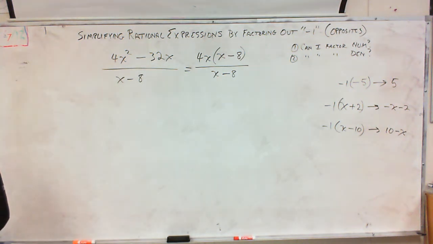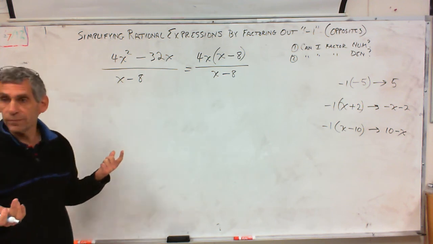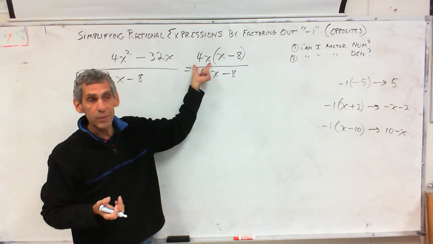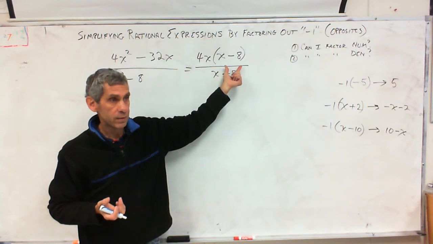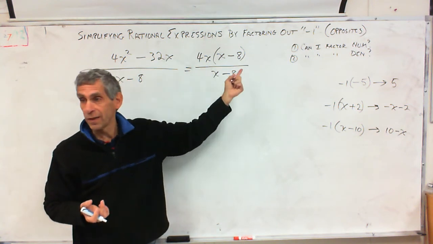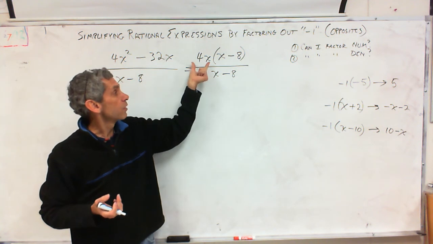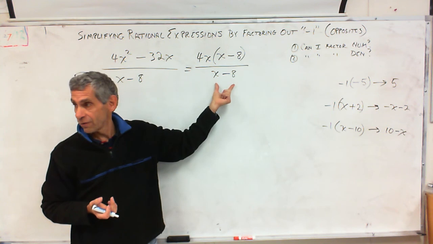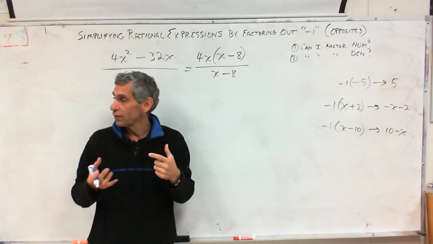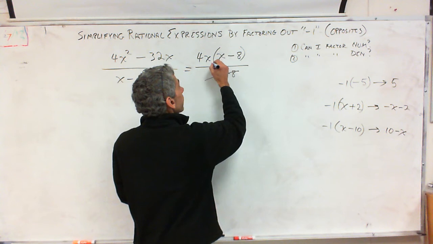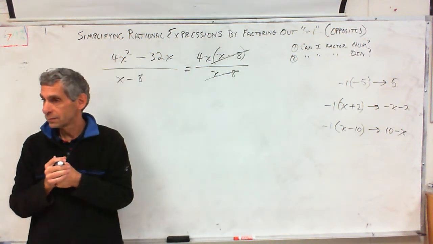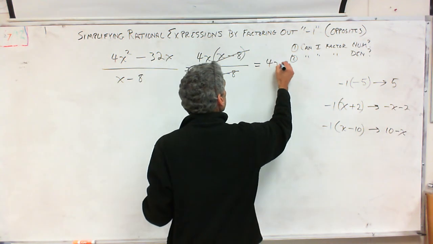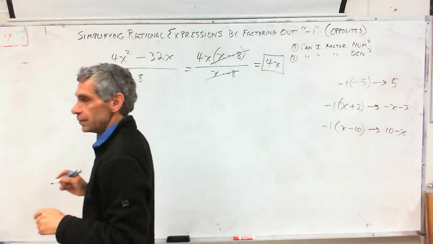You would cross out the x minus 8 from both sides. Right. Now remember, you can only do that when something is being multiplied times something. If it said 4x plus x minus 8, I cannot do it. But because there are 2 factors, a factor here times a factor here, and down here I just have one of those factors, I can cross one of those factors out. So I can cross out the x minus 8 and the x minus 8, right? That gives me 4x. So my answer is 4x.